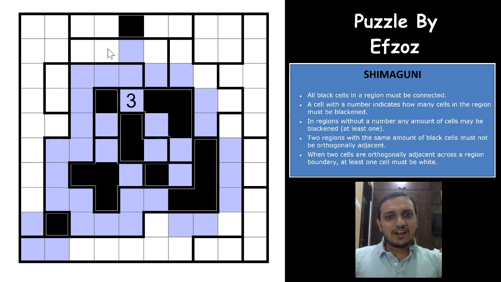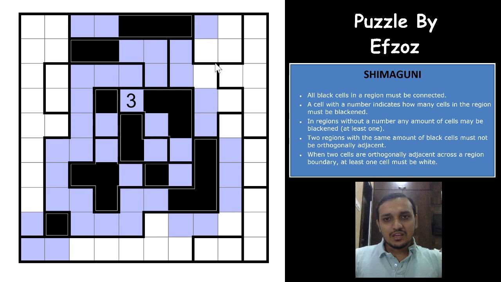And now this region will have to have 2 shaded cells. It cannot be this, it has to be these 2 shaded cells and these 3 shaded cells. And now this region needs to have 1 shaded cell. It cannot be either this or this. So this cell would have to be unshaded.